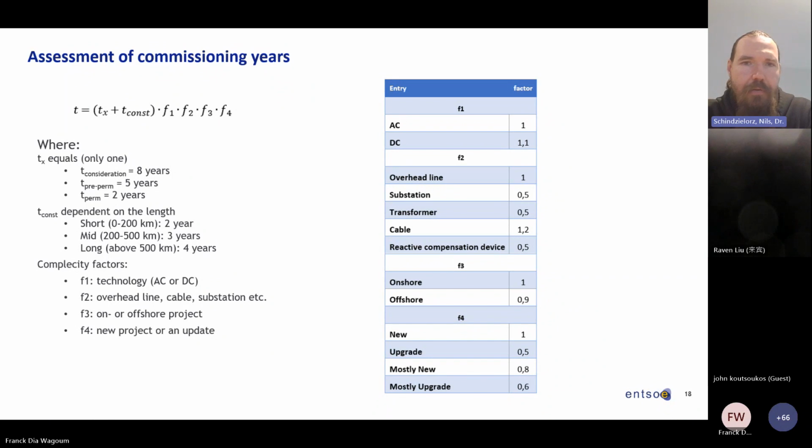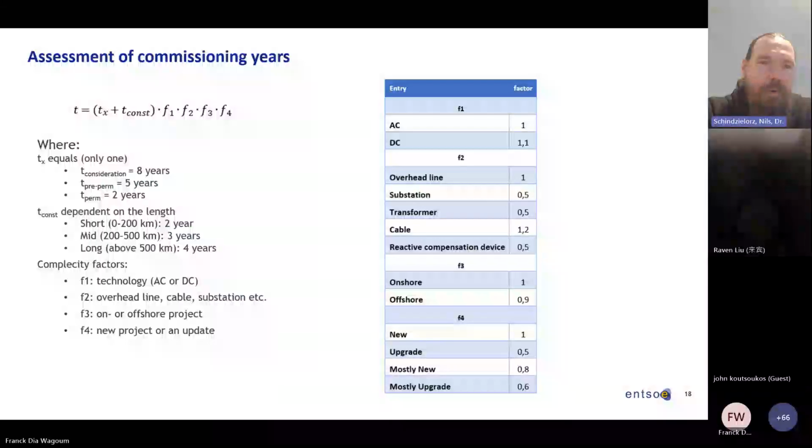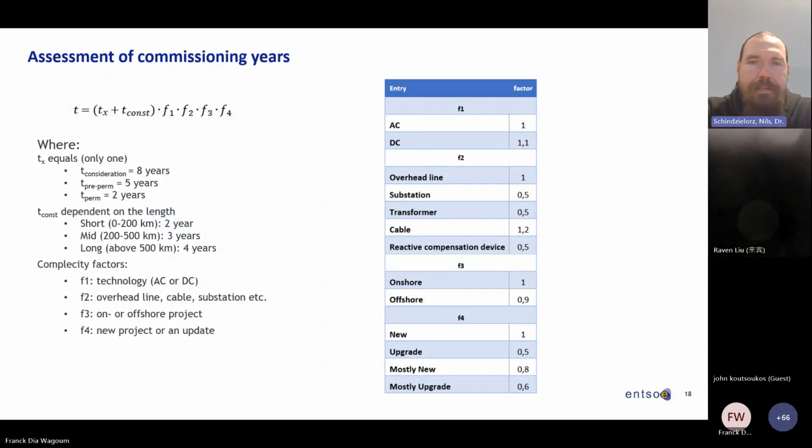But it turned out that in principle, it's not easy to compare projects with each other, because each project is a unique thing and planning. So therefore, it's not easy to come up with some standardized values as we have done it here. So therefore, again, I cannot say it often enough, it's just to start discussions with the project promoters if there is a deviation between the commissioning years.